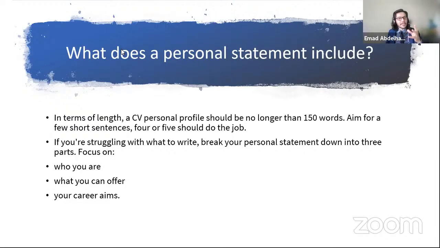In the personal statement, make it a bit unique to show who you actually are, what you can offer and your career aims. But obviously, when we say who you are, you should not be saying something like I'm 22 or I'm 23. That's just unnecessary information. You would want to show who you are as a professional for the company that you are applying to.